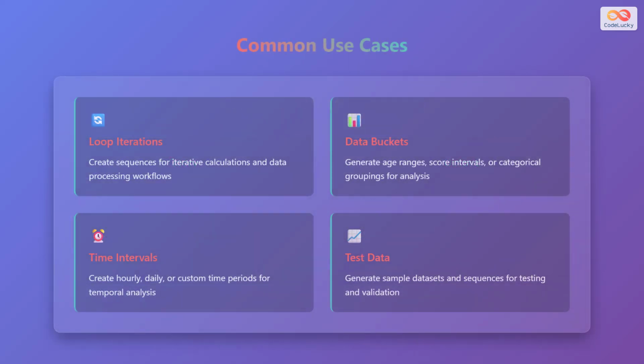Mvrange has several common use cases that make it indispensable for data analysis. First, it's perfect for loop iterations where you need to create sequences for iterative calculations and data processing workflows. Second, it's excellent for creating data buckets such as age ranges, score intervals, or categorical groupings for analysis. Third, it's ideal for generating time intervals like hourly, daily, or custom time periods for temporal analysis. Finally, it's great for creating test data by generating sample datasets and sequences for testing and validation purposes. These use cases demonstrate the versatility of the mvrange command.